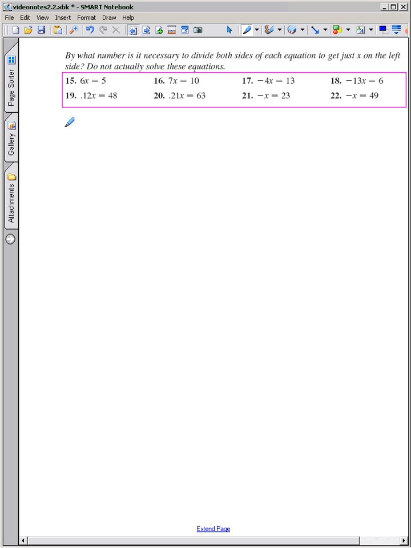The next few problems say, by what number is it necessary to divide both sides of the equation to get x on the left equal to 5 over 6. Again, think here about doing the operation attached to the variable. In this case, the variable x is multiplied by 6. So to eliminate that, we have to divide both sides by 6, right? Because 6x over 6 is just simply x, which would be equal to 5 over 6.